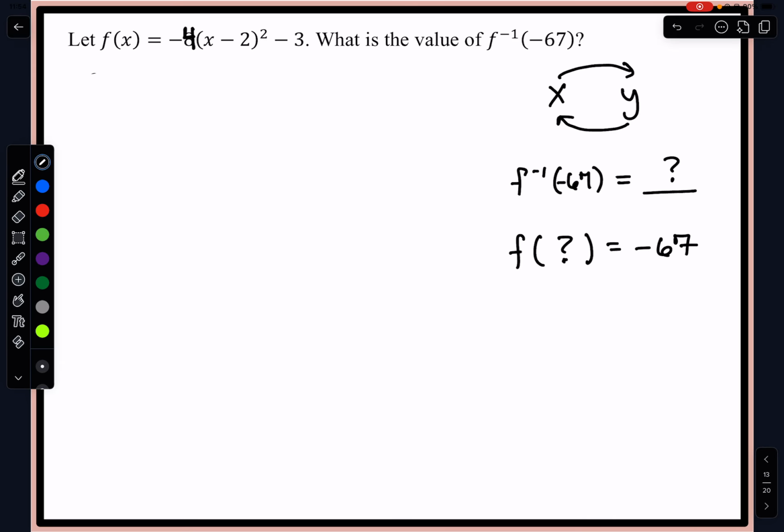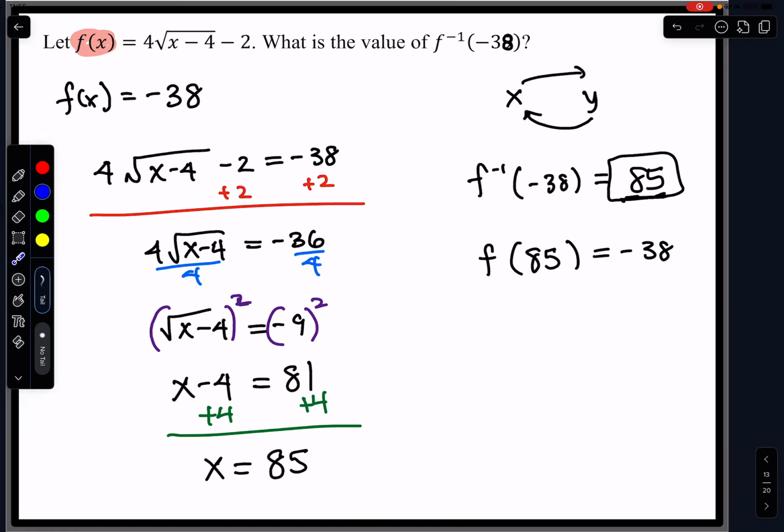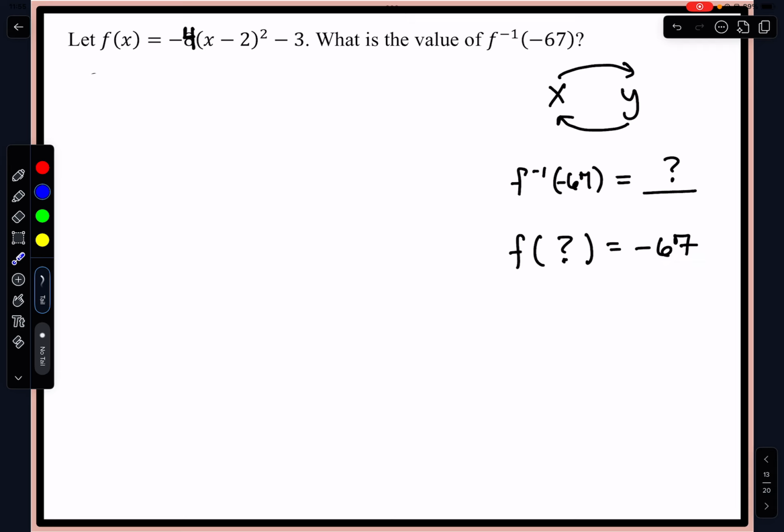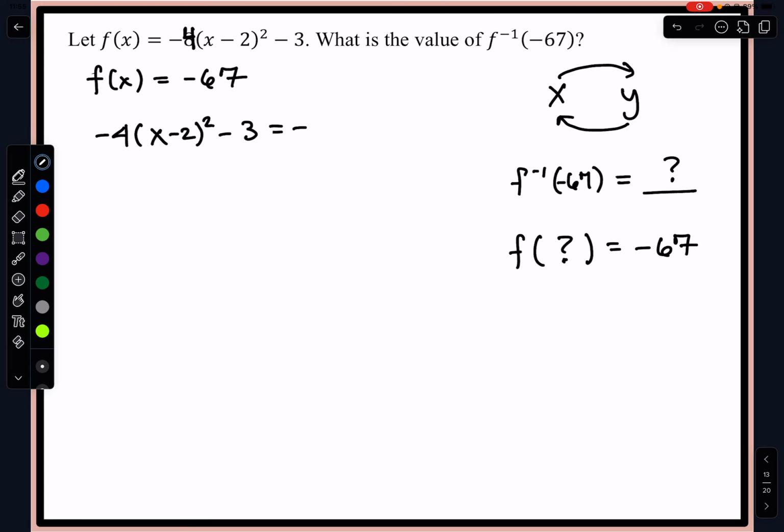So to find out this number here, that's the equivalent of figuring out the number that needs to be plugged inside here to get this output value. So we're essentially solving an equation for the function f. So we're solving this equation here. If I replace f of x with its value, which is -4 times (x minus 2) to the second power minus 3, and set that equal to -67, the solution to this equation will be the value of our inverse at -67.